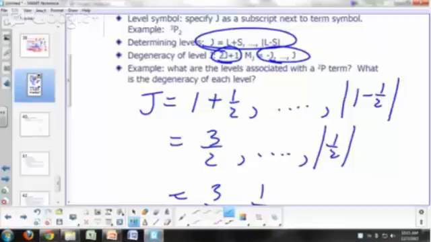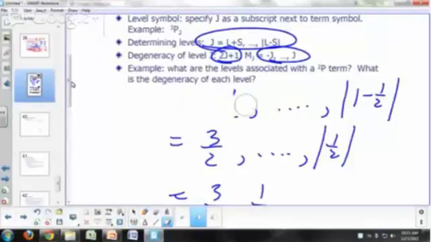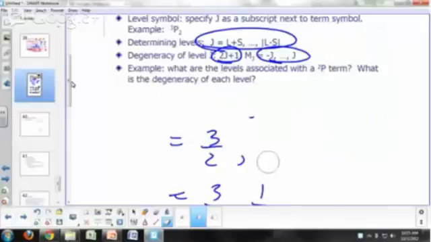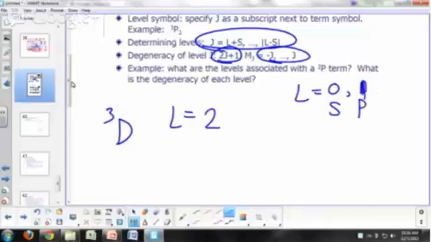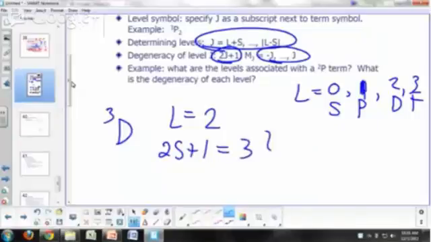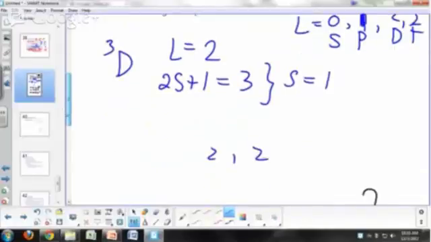Okay. Let's try another example. What if you have a triplet D term? What would happen if you have a triplet D term? What's our L? L equals 2. L equals 0 for an S term, it's 1 for a P term, it's 2 for a D term, it's 3 for an F term, right? So L equals 2. What is our 2S plus 1 here? What's our multiplicity? 3. So that means what is our S? Our S is 1. Okay?